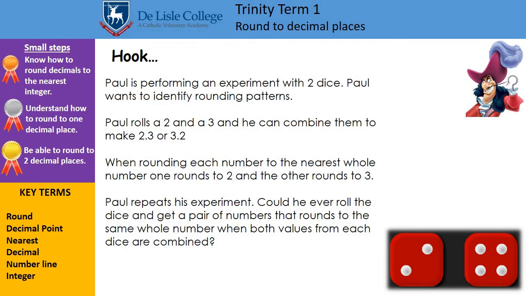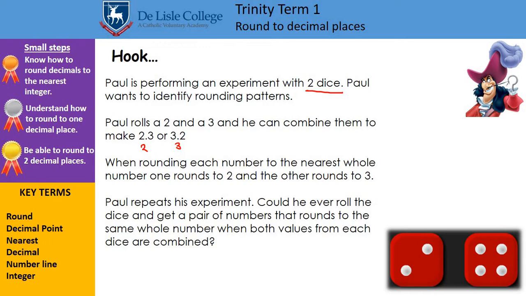So Paul is performing an experiment with 2 dice. Paul wants to identify rounding patterns. Paul rolls a 2 and a 3 and he can combine them to make 2.3 or 3.2. When rounding each number to the nearest whole number, one rounds to 2 and the other rounds to 3. So we know that would round to 2 and that would round to 3. Paul repeats this experiment. Could he ever roll the dice and get a pair of numbers that rounds to the same whole number when both values from each dice are combined? Please pause the video and see if you can do this.